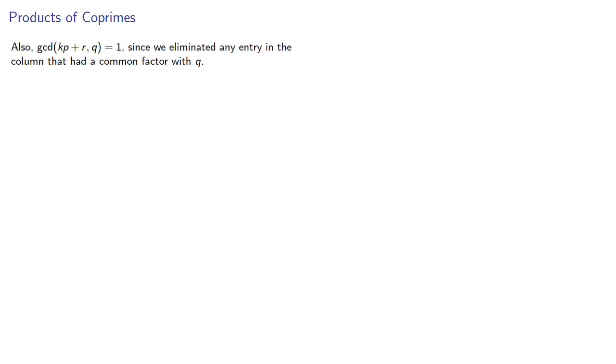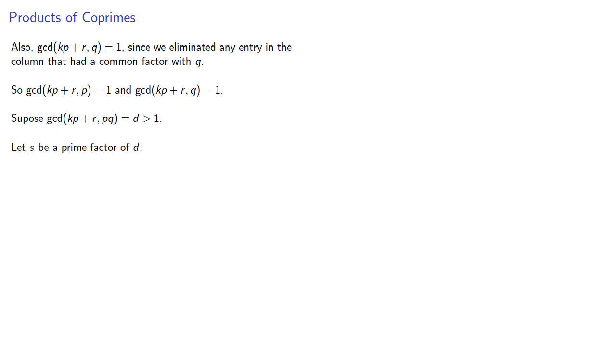Also, the greatest common divisor of kp plus r and q has to be 1 because we eliminated any entry in the column that had a common factor with q. And so our greatest common divisor with p is 1, our greatest common divisor with q is 1. But now, and here's the point, suppose the greatest common divisor of the number and the product is something greater than 1. Well, let s be a prime factor of d, then s divides kp plus r, and s divides either p or q, where, remember, it can't divide both because p and q are relatively prime.